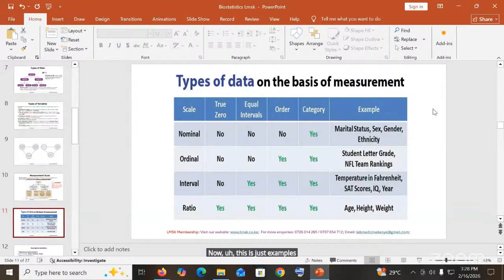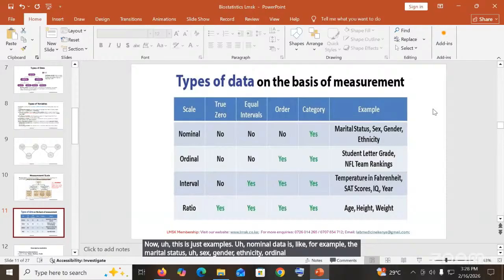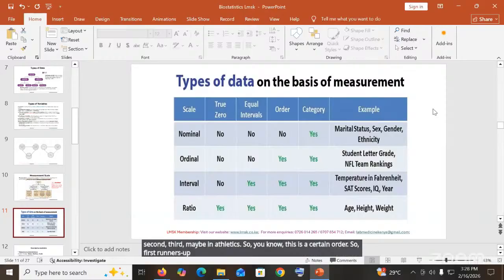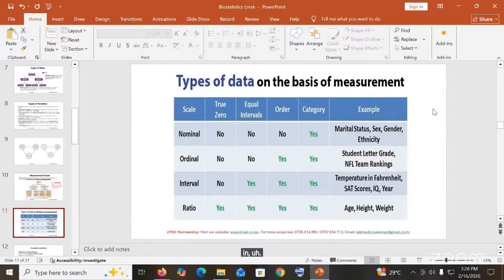Nominal data is like, for example, marital status, sex, gender, ethnicity. Ordinal, like student letter grade, NFL team rankings, and so forth. For example, you say this is the first, second, third, maybe in athletics. So you know, this is a certain order. So first runners up, second runners up, and so forth. The champion, yeah. So interval scale is, for example, temperature, and the SAT scores, which is the IQ.